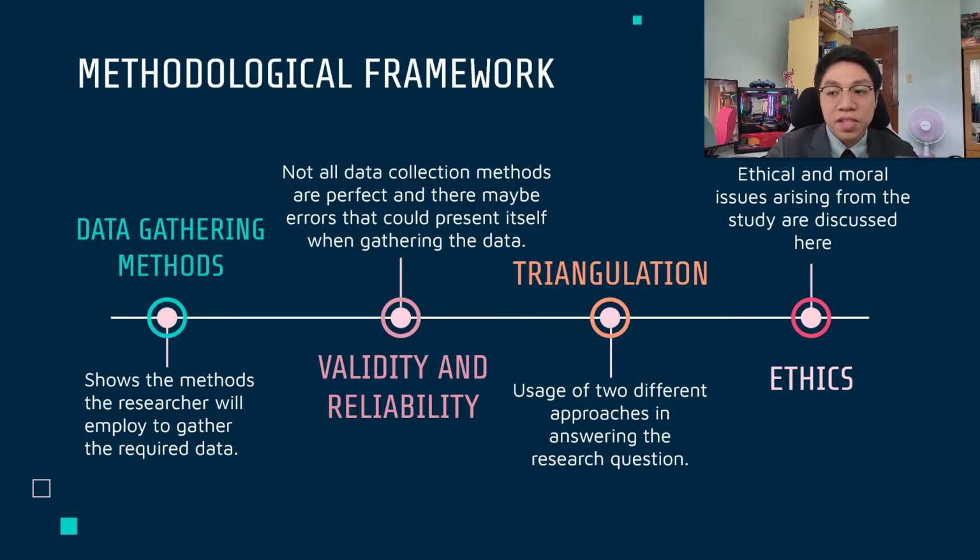Now, there are some instances where the data collected may not be congruent with the study. So, it's important to also detail the triangulation, where the researcher uses two different approaches in answering the research question. And finally, if there are issues, the researcher can also raise their ethics argument here, where they can address any ethical or moral issues that may arise from the study that they will be doing.